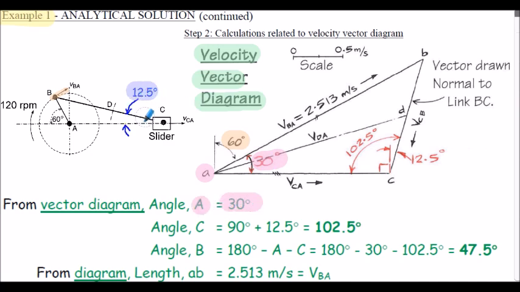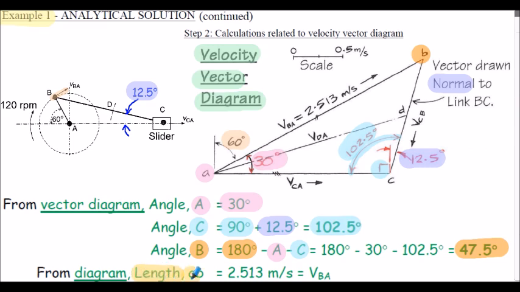The angle here is 12.5 degrees, shown here. Remember that line CB is normal to link BC. So this angle here, angle C, is 90 degrees plus the 12.5 degrees, so 102.5 degrees. To find angle B is simply 180 degrees minus angle A minus angle C. That evaluates to 47.5 degrees. That's the angle at B here. And from our previous presentation, we evaluated the length AB, the velocity vector AB. It was 2.513 meters per second, noted as VBA on our diagram.